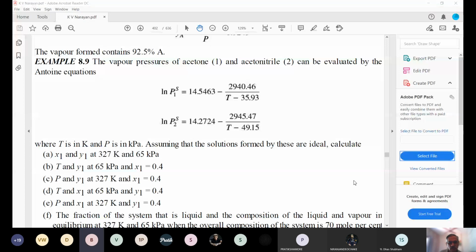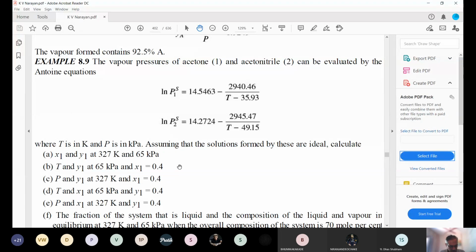Yes, sir. Part A. If not, then let's move on to part B. Calculate temperature and Y1 at 65 kilopascal and X1 equal to 0.4. So now X1 is given, we have to find Y1.